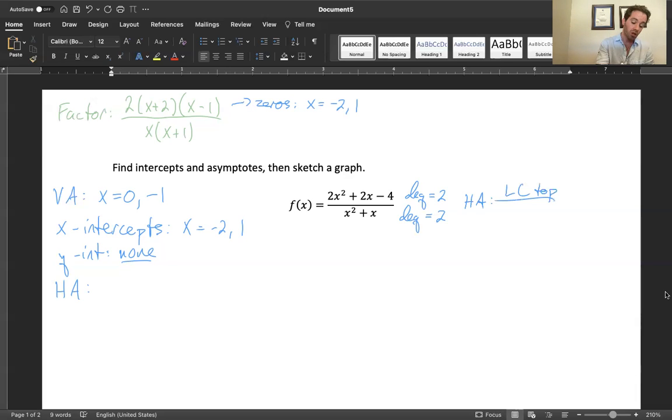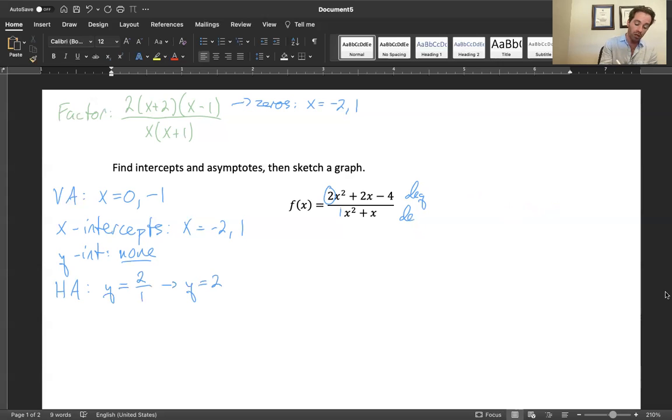the lead coefficient of the top divided by the lead coefficient of the bottom. So with that in mind, I'll go grab the lead coefficients. That's 2 on the top, 1 on the bottom. The horizontal asymptote is 2 over 1, which of course is our good friend y equals 2.